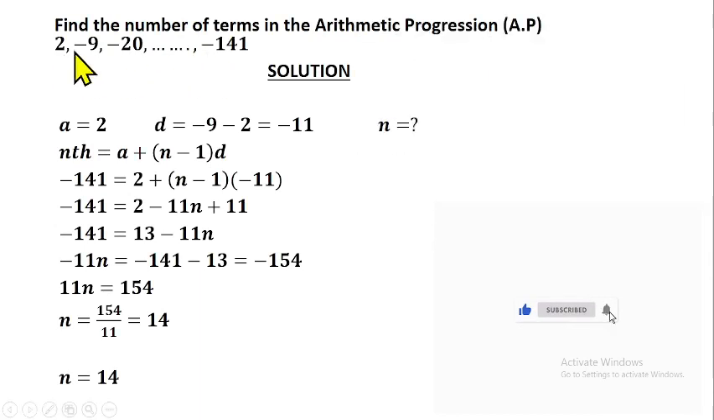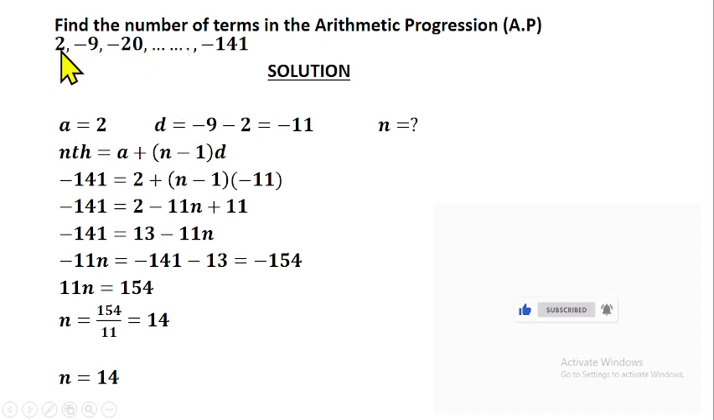They want to know how many terms we have from 2 to minus 141. The value of our n in this case is from 2 to minus 141. You can see that there are some terms they have already omitted here, before they got to minus 141. So the last term of this sequence is minus 141. We can use that to get the value of our n, which is how many terms we have in this sequence.